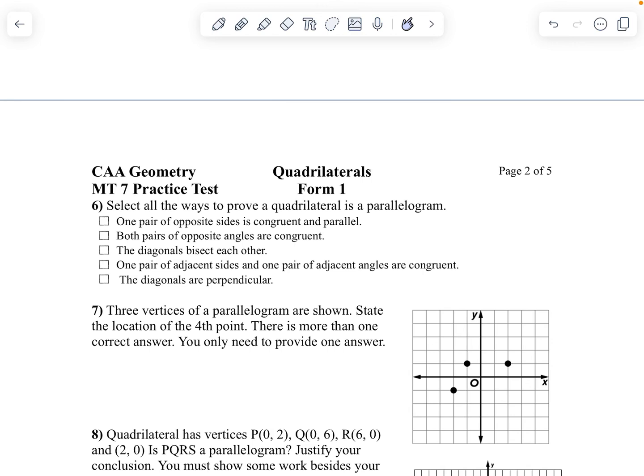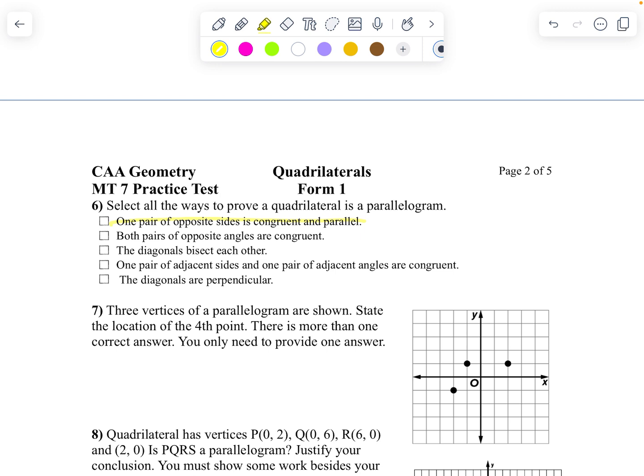We want to look at all the ways to prove a parallelogram. And once again, this is just plain memorization. You need to have memorized this. So one pair of opposite sides is congruent and parallel? Yes. That's the only one that you can do with one. You got to do two things.